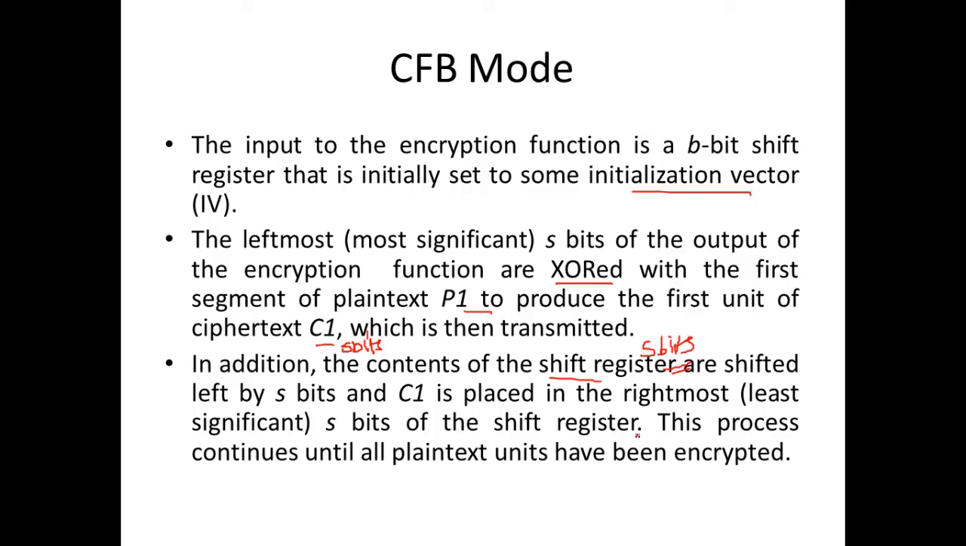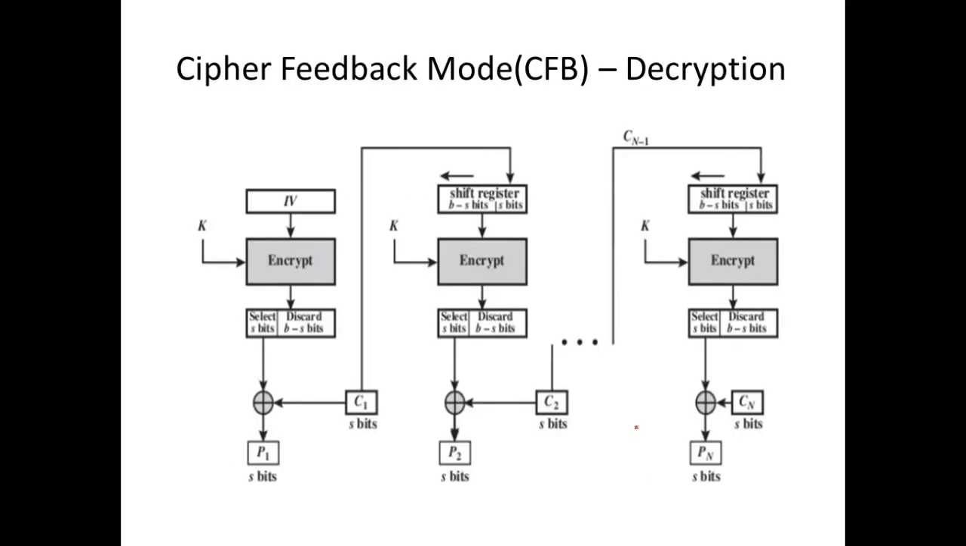Okay, this is just some theory of what we have learned right now. Let's look at decryption. How will you go with decryption? Again, it's similar. What we do is we take the initialization vector of 64 bits, some random number, and then we feed it to the encryption strategy.